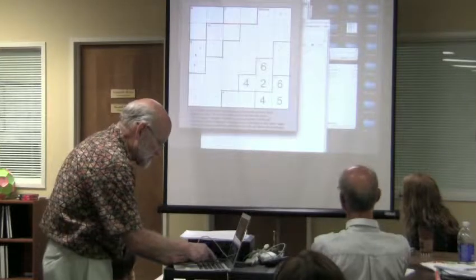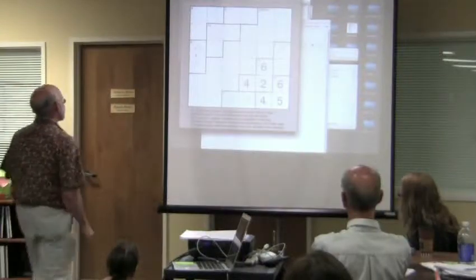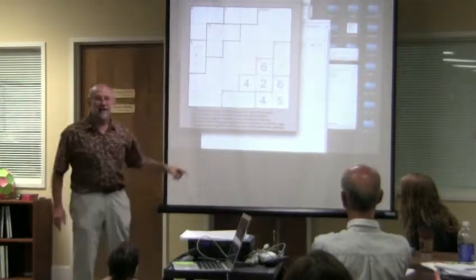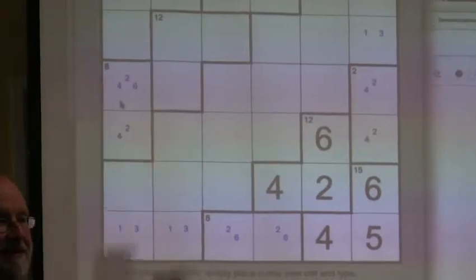Can I speed things up by telling you the illegal way to do the next step here? I was going to mention that myself. I claim this has to be a 6 for an illegal reason. This is if you assume there's a solution to the puzzle, a unique solution. This has to be 6.